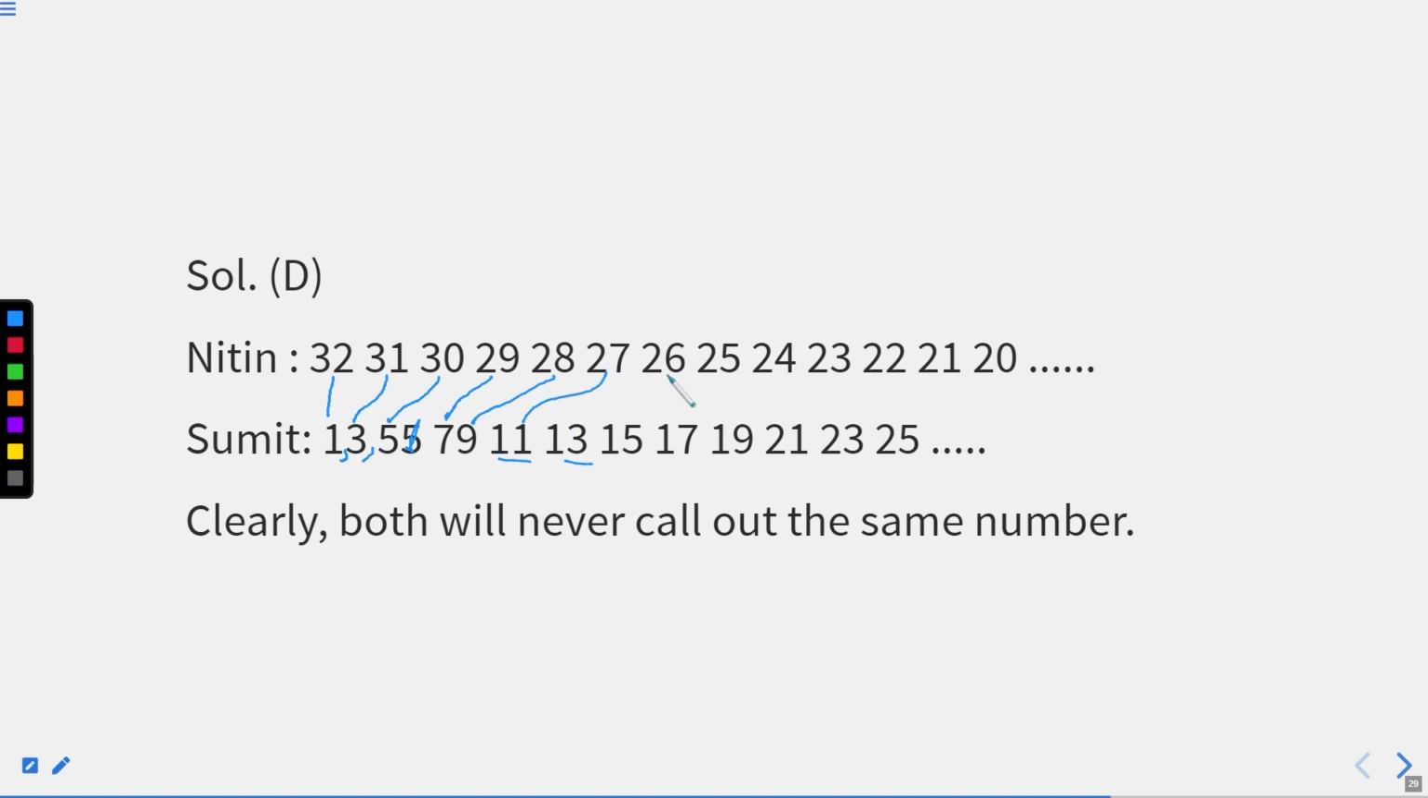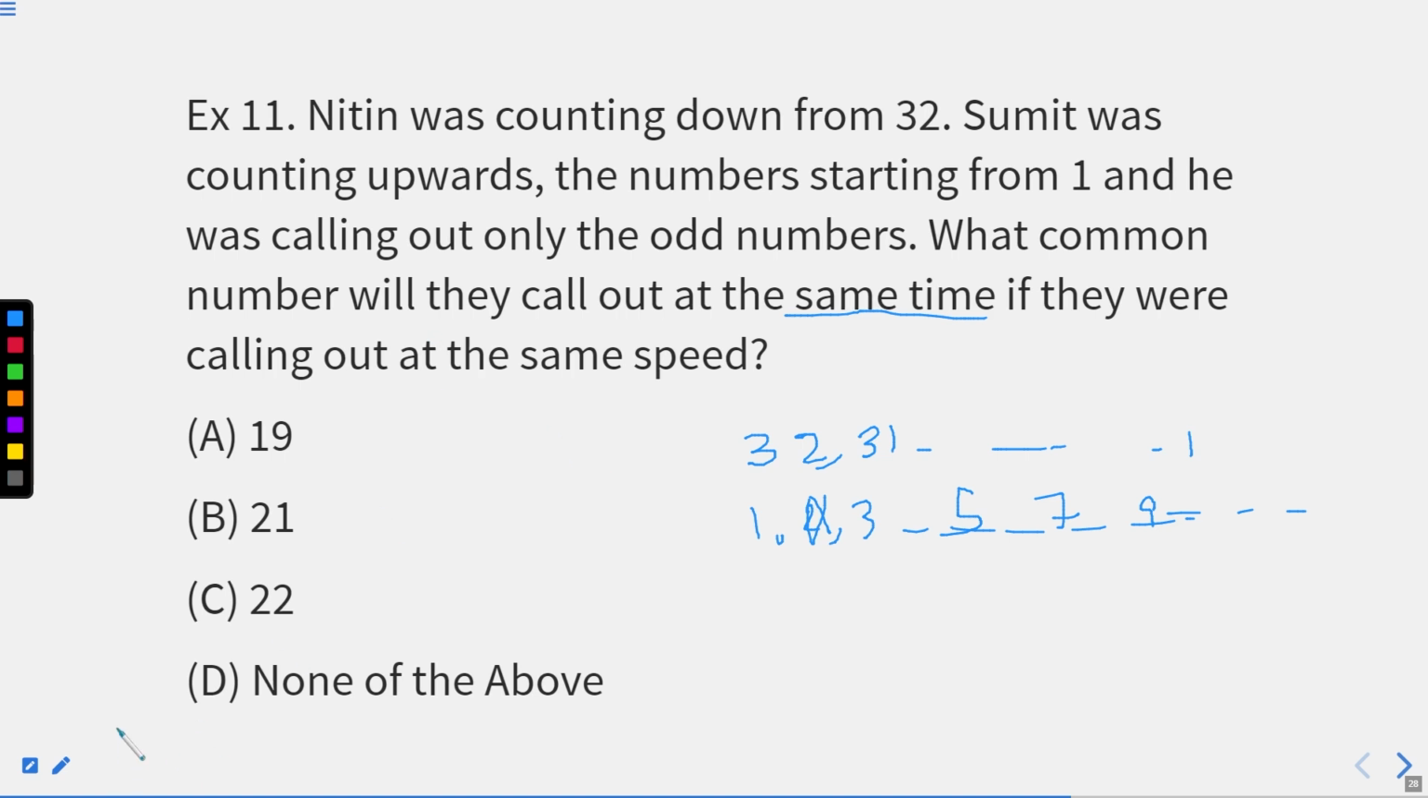If we go on, we are able to figure out that 24 is matching with 17, 23 is matching with 19, 22 is matching with 21 and 21 is matching with 23. We have already crossed the number, but still we didn't find any number announced at the same time. So it is very clear that both will never call out the same number. I hope if you read the question, you are able to understand it well. So here the answer will be none of the above.